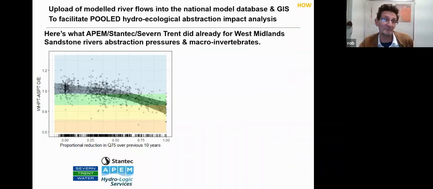And this work by APEM and Stantec on behalf of Severn Trent predates all of that, but effectively represents something similar, whereby they've looked at all this macroinvertebrate data. Each one of these points is a sampling point, and they've assessed its health according to standard indices. So you go from good, which is green, to high, and down to moderate and poor. And they've considered that across the whole of the West Midlands against all of the different degrees of difference from natural flow that are represented in all of the samples. So they've looked at Q75 and the proportion of Q75 that's lost through abstraction.